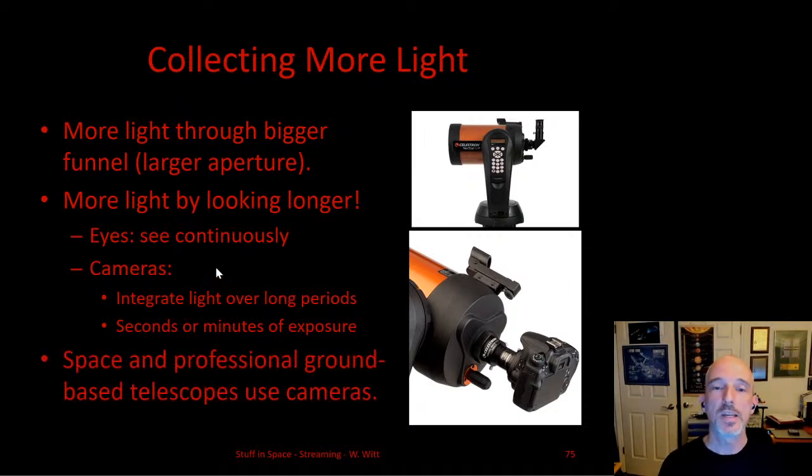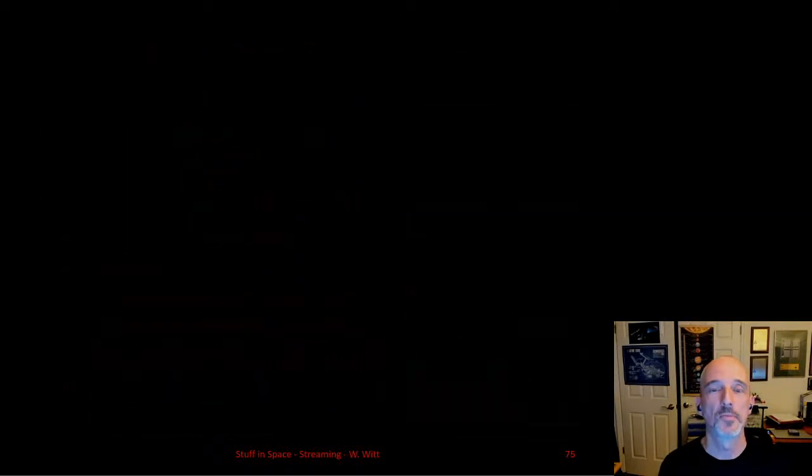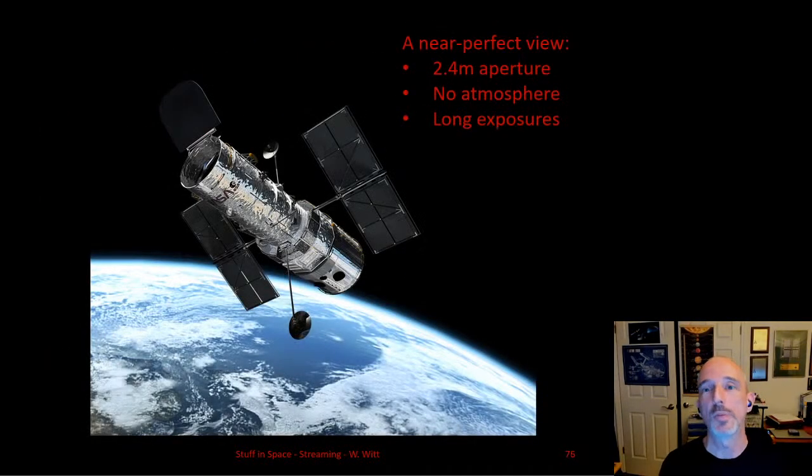Okay, and so space and professional ground-based telescopes all use cameras. These days, there's not really anybody at the eyepiece anymore looking through. For all the professional science that's out there, these are all done with imaging equipment. Okay, and that's also what the Hubble Space Telescope does, right? So the Hubble Space Telescope has a 2.4 meter aperture or 2.4 meter mirror, and that's actually not even that big, right? That's just a little bit bigger than I am tall, it turns out. But it has no atmosphere to look through, like we said earlier, right? And it can take long exposure images with the camera equipment it has on board.